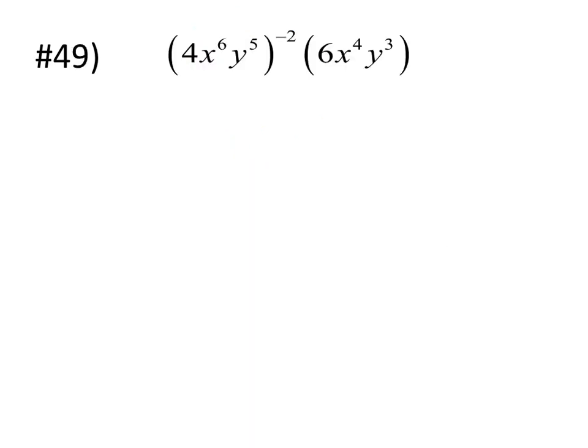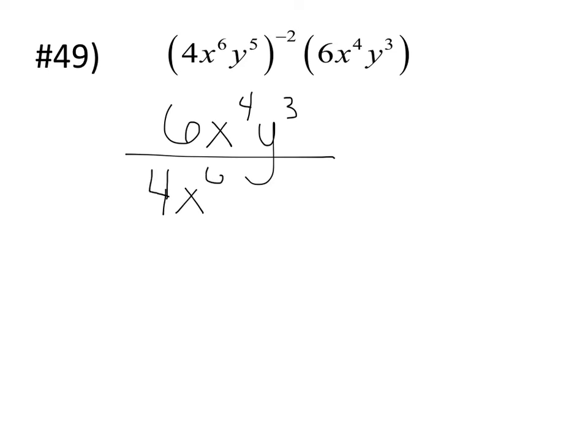Alright, this is going to be fun. So, all of this is being raised to the negative 2 power. So we might as well go ahead and drop it like it's hot now. So we can go ahead and leave 6x to the 4th, y cubed in the numerator, and then put all of this 4x to the 6th, y to the 5th, in parentheses, squared down in the denominator. But now we need to make sure that everything down here gets squared.